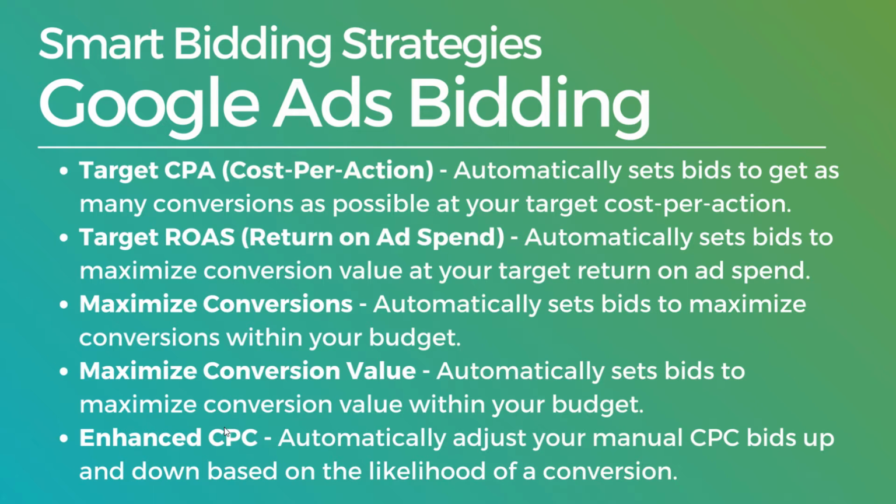Enhanced CPC gives you the control of creating your own manual CPC bids, and then you basically tell Google Ads they are going to either increase or decrease your bids based on the likelihood of a conversion with all of the data that they have.